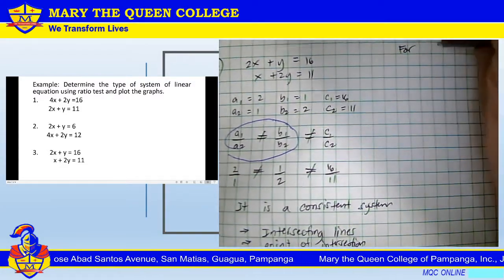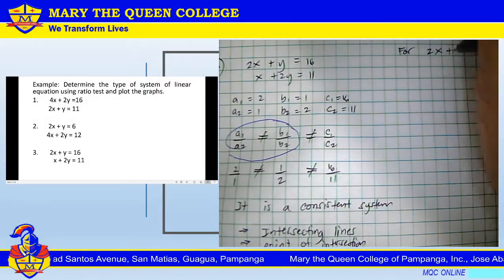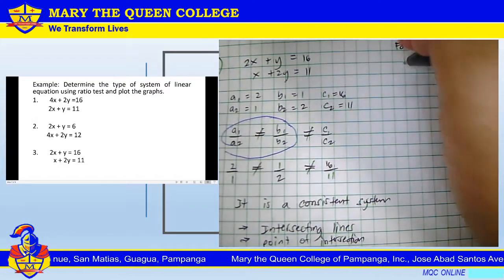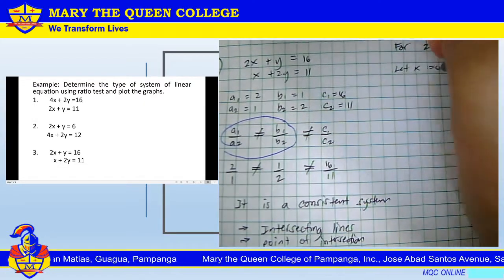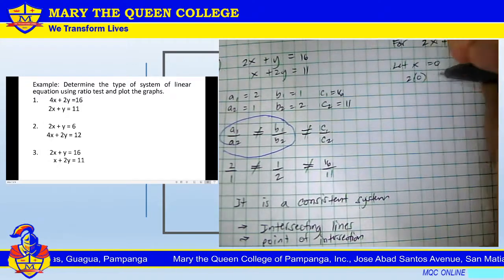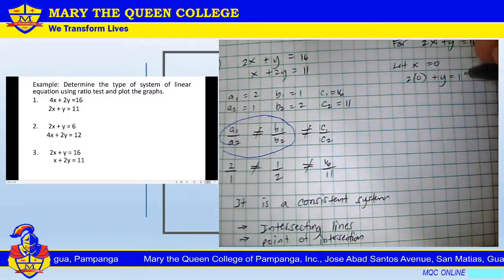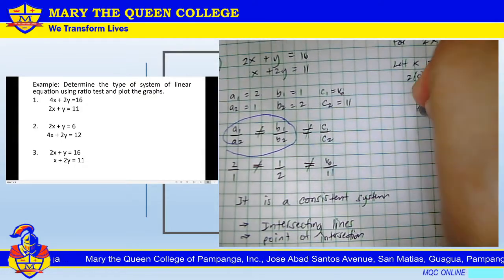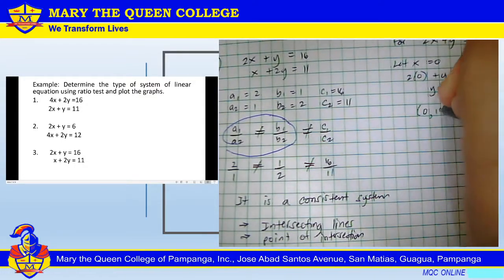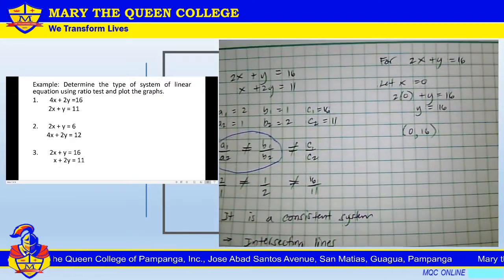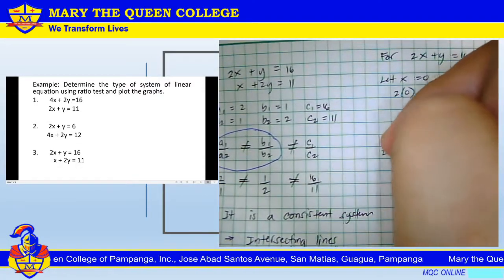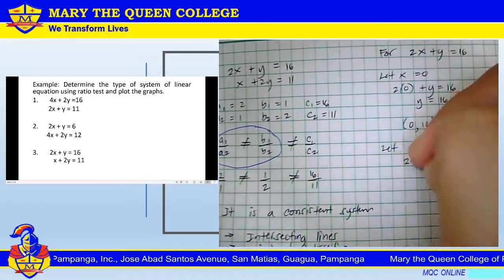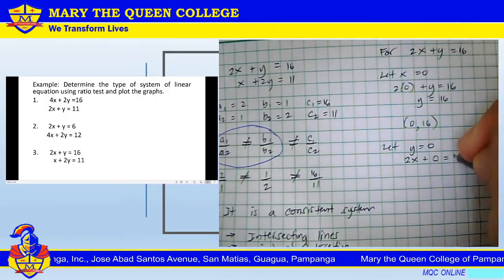So for our first equation, 2x plus y is equal to 16, although we have solved it already in our previous example, let x be equal to 0. So we have 2 times 0 plus y is equal to 16. Then we have y is equal to 16. So our ordered pair would be 0 and positive 16. Then for let y be equal to 0, we have 2x plus 0 is equal to 16.